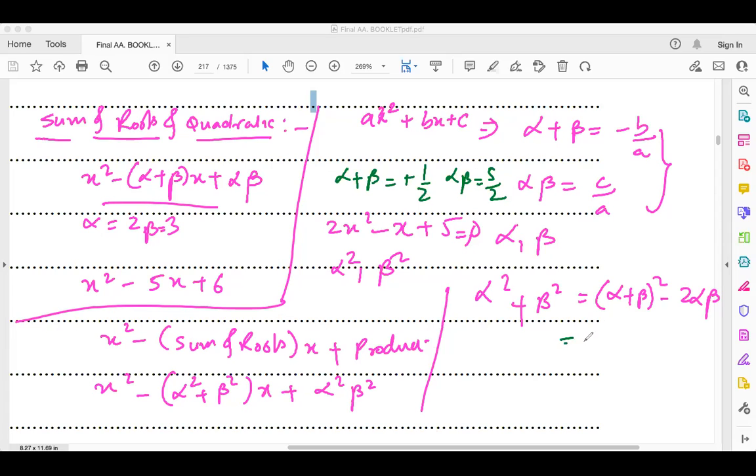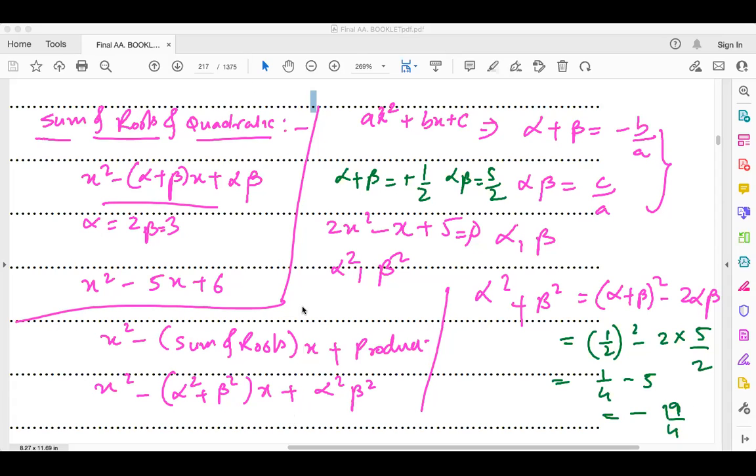Just put that value here, so it will become half the whole square, or minus 2 times alpha times beta, which is 5 over 2. So it's 1/4 minus 5, which is negative 19 over 4. So the alpha square plus beta square value is negative 19 by 4.